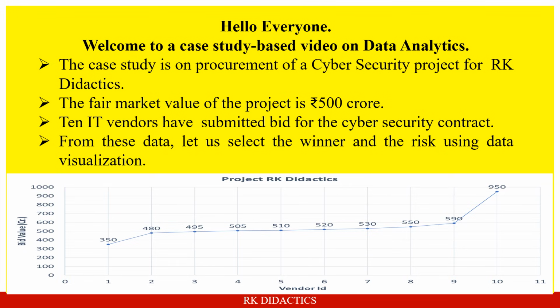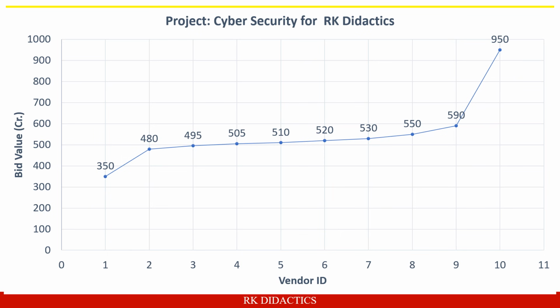So from the data given, we shall analyze how to spot the winner and the risk using data visualization. So let's start. This is the line graph in which the bid amount of the 10 vendors has been visualized. The x-axis is bid value in crore, and the y-axis is vendor number 1, 2, 3 to vendor number 10.